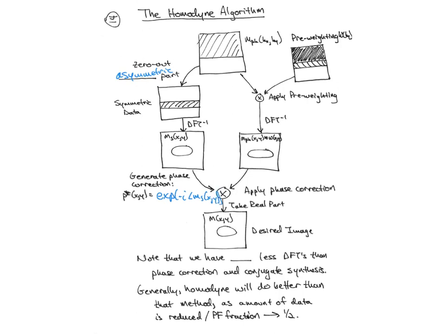And in the other part of the flow graph, we multiply the data by the pre-weighting function w of ky. So here we would have a value of 2, and then this would be a ramp weighting. Then we take that weighted data and take its inverse discrete Fourier transform. We apply the phase correction. We take the real part, and that leaves us with the desired image, which is hopefully better than the PCCS image. Note here that we have 2 fewer DFTs than phase correction in conjugate synthesis. We have 2 total DFTs, and before we had 4. Generally, homodyne will do better than PCCS, especially as the amount of data is reduced, as the partial Fourier fraction moves down to 1/2.